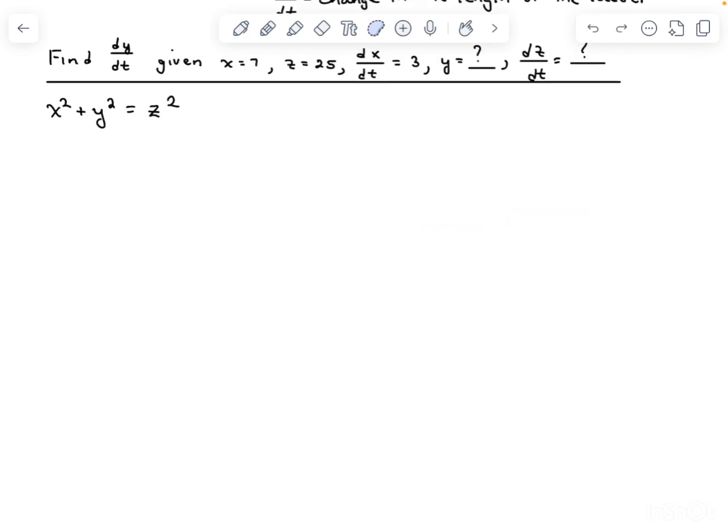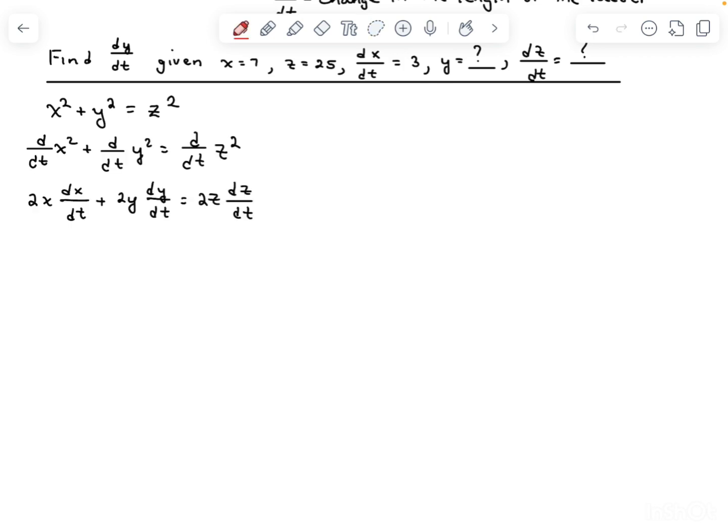Now we will take the derivative of each term with respect to t. That will look like this. To make the equation easier to work with, I will divide every term by 2. That will look like this.